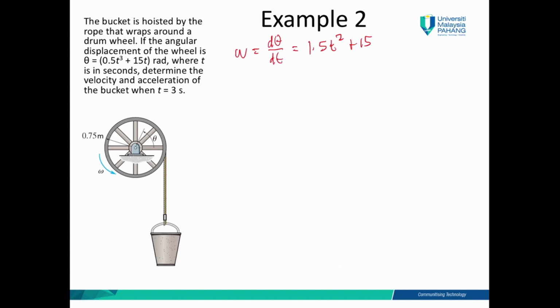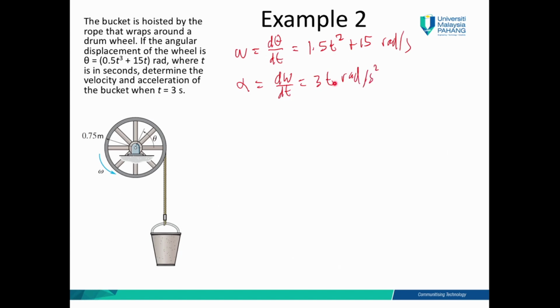0.5 t to the power of 3. You remove 1 power and then you multiply by 3. You multiply by 3 and remove 1 power. Plus 15, because 15t you derive, you get 15, right? So this is the equation to get your angular velocity. Then what about angular acceleration? You derive your angular velocity, and deriving that, you should get 3t radian per second square.